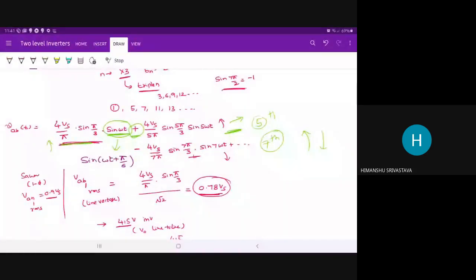So more or less, we assume that the line voltages and phase voltages are related by root 3, but they are not exactly root 3. That's why we are normally not bothered about the phase voltages. We are only interested in the line voltages, which are actually feeding the load, right?